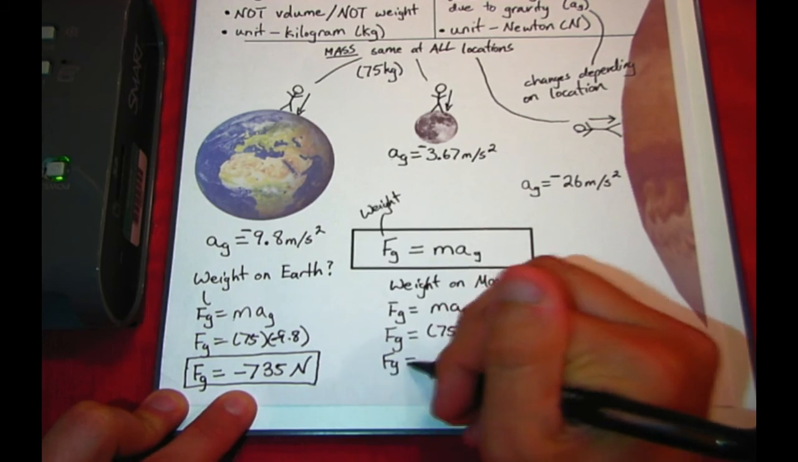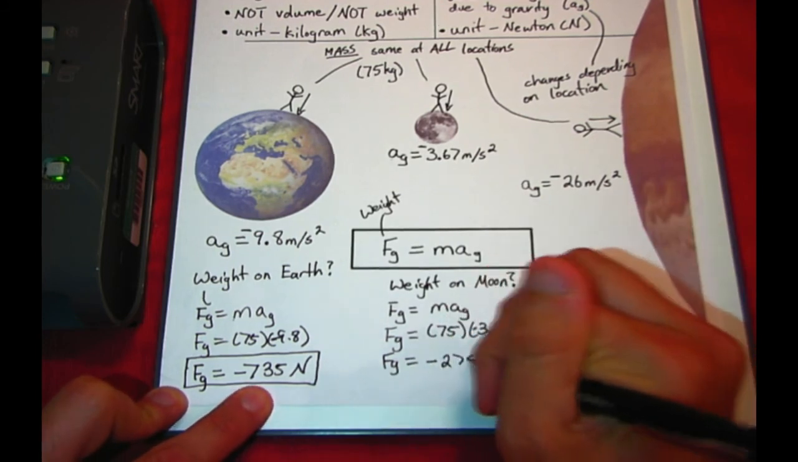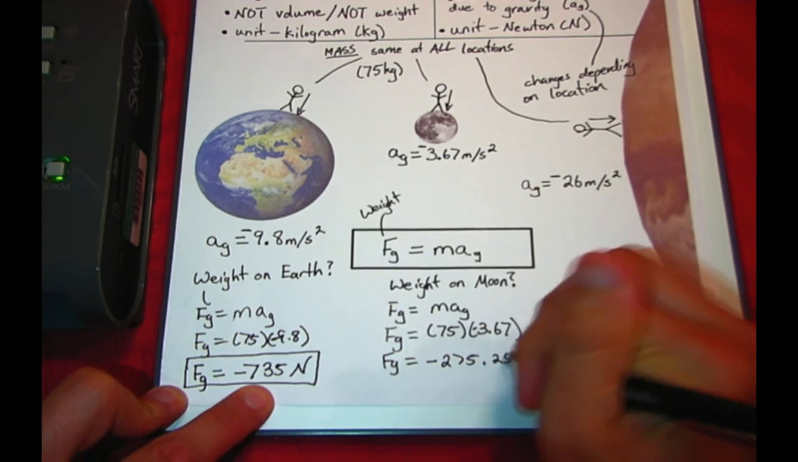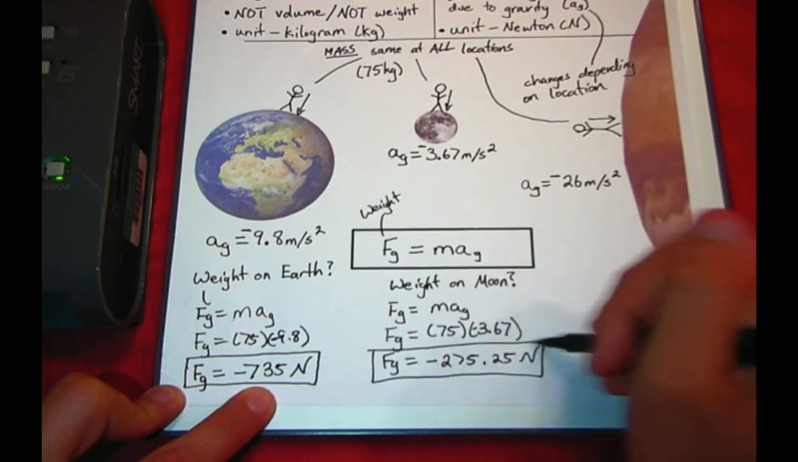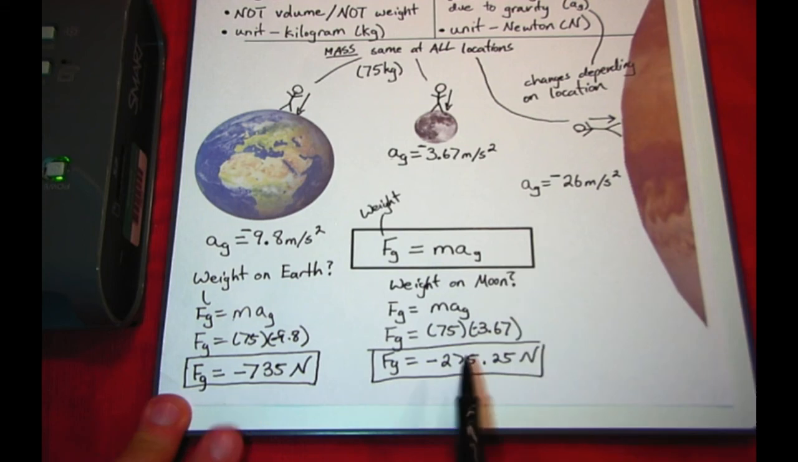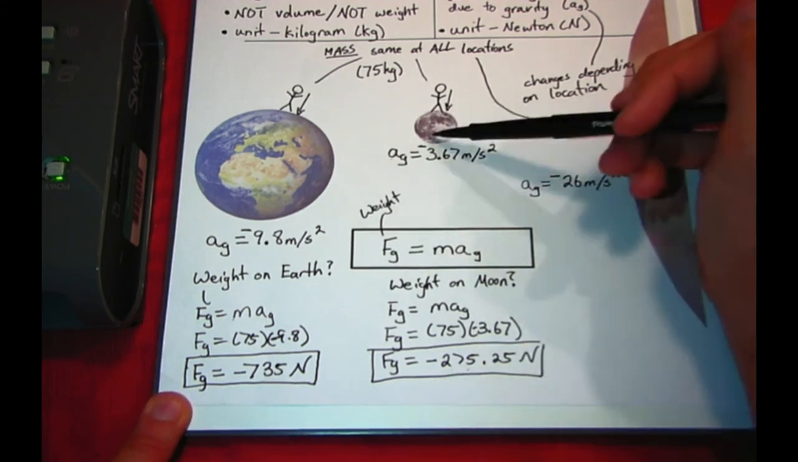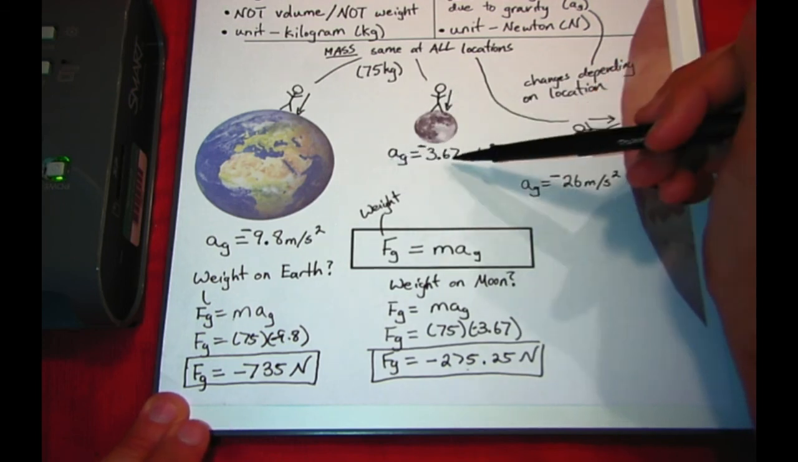So when we multiply these two quantities together, we're going to get negative 275.25 newtons. And again, we could look at our answer. Does it make sense? Well, it's negative. That makes sense because gravity is pushing us down, and the magnitude of our number is less than Earth, and that makes sense because the moon is pulling down on this person less. And that's shown by acceleration due to gravity.